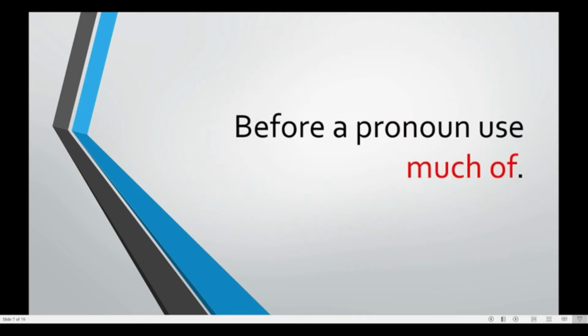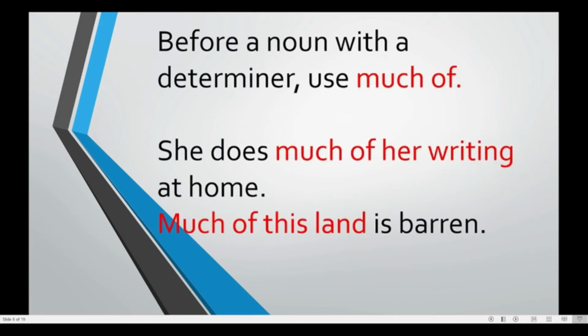Now, what about much of? We use much of before a pronoun. Much is used before a noun, whereas much of is used before a pronoun. Some nouns are also used with much of. For example, when a noun is used with a determiner, we use much of with it. The determiner can be an article, possessive, or a demonstrative. Articles are, a and the. The possessives are forms like his, her, their, our, your, and the demonstratives are this, that, these, and those.